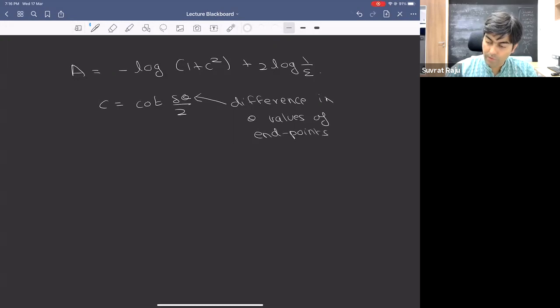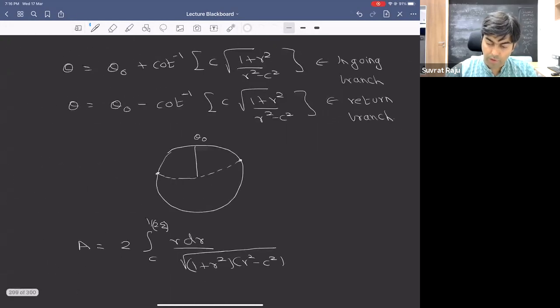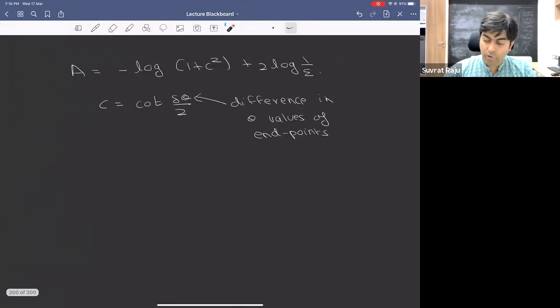This formula, let me just emphasize, comes from this formula. If I look here, you see there's some surface which is centered at theta naught, and I can ask how much does the surface move in theta? And that happens to be, at least twice delta theta happens to be cot inverse of c. And therefore c is cot of delta theta by 2. And I can substitute the fact that c is cot of delta theta by 2 back into the area. And I will find that the area is twice log of sine of delta theta by 2.